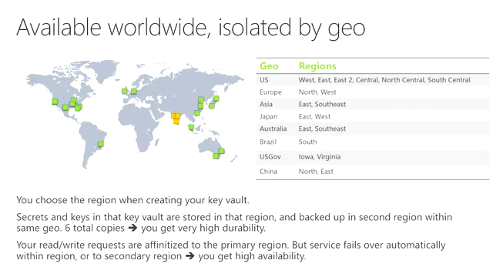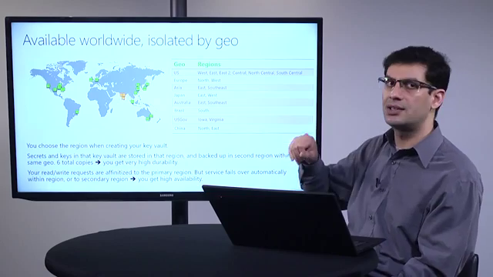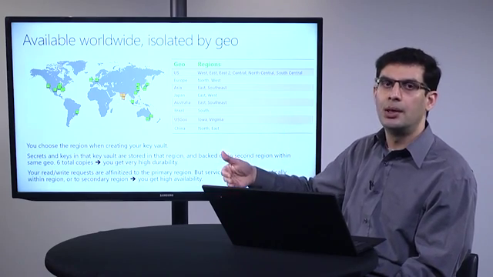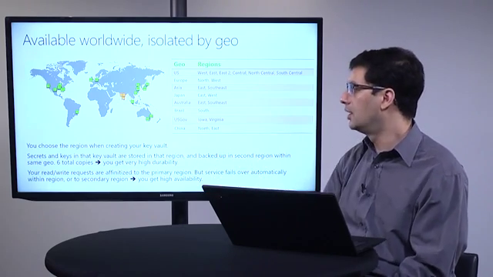Anytime you read or write secrets from that particular Key Vault, that RESTful request typically goes to the region where you created your Key Vault. So if you created your Key Vault in West US, then all further requests to it by default go to West US.